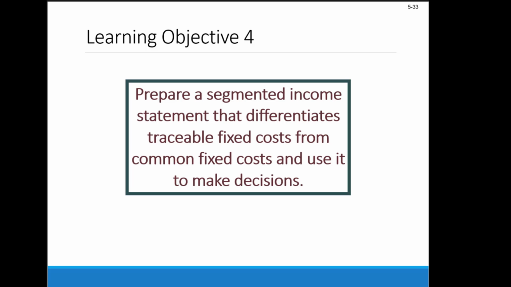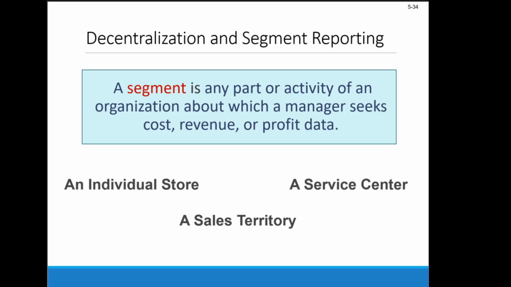Learning objective 4 was to shift gears here and prepare a segmented income statement that differentiates some traceable fixed costs from common fixed costs, and then use it to make some decisions within the firm. So for our purposes, a segment is really any part or even an activity within an organization about which we want some kind of cost, revenue, or profit data. So it might be an individual store, a service center, a sales territory, a division, a product line, really, again, almost any kind of thing about which we want some kind of profitability data.